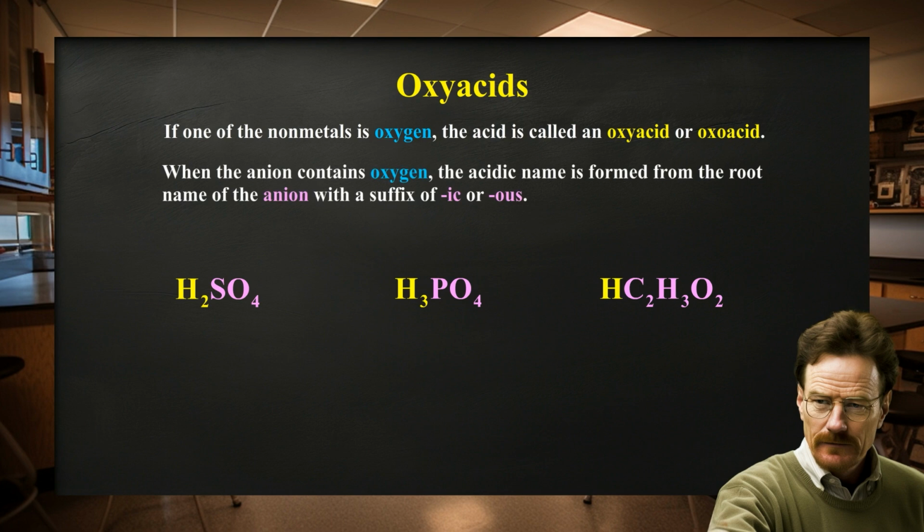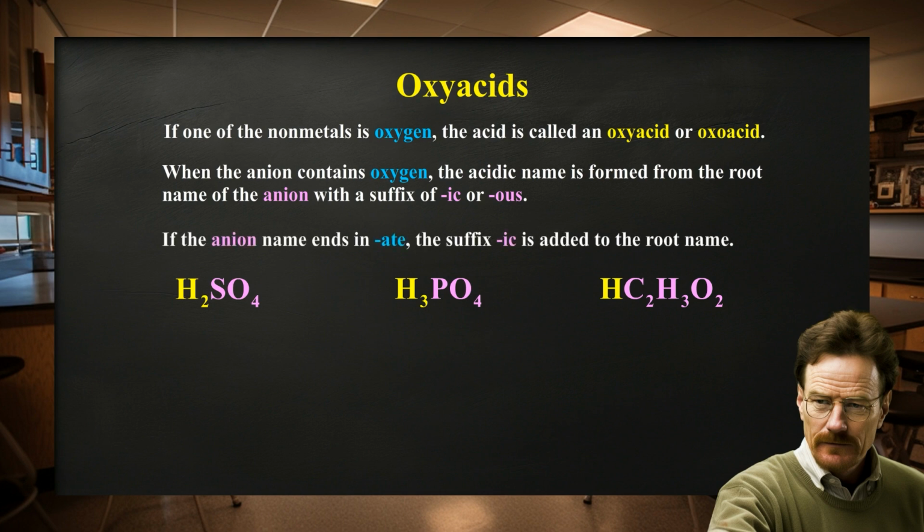When the anion contains oxygen, the acid name is formed from the root name of the anion with a suffix of "ic" or "ous," depending on the name of the anion. If the anion name ends in "ate," the suffix "ic" is added to the root name.